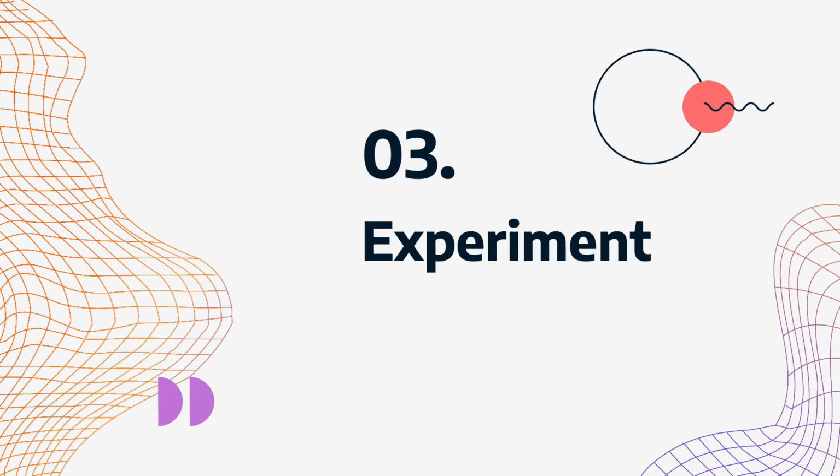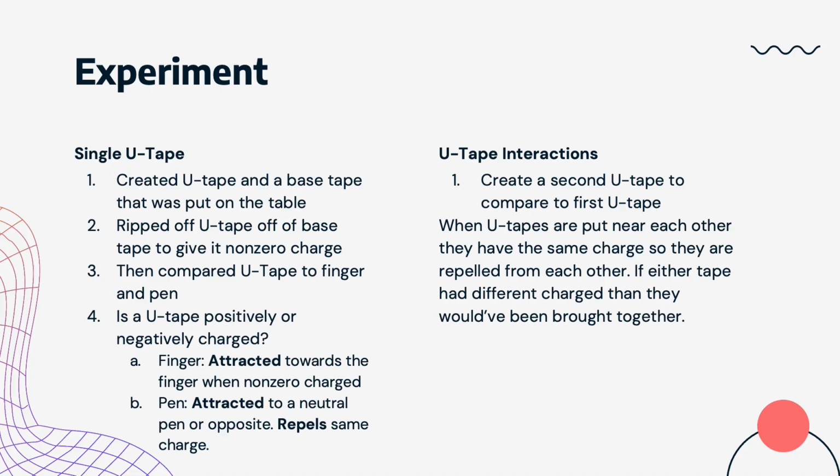Third, let's talk about the experiment. So first, for our single U-tape experiment, we created a U-tape and created a base tape that was then put on the table. We took the U-tape, ripped the U-tape off of the base tape to give it a non-zero charge. After it was given a non-zero charge, we then compared that U-tape to our finger and a pen.